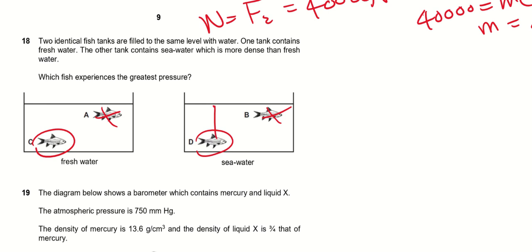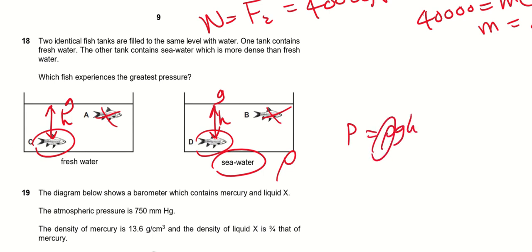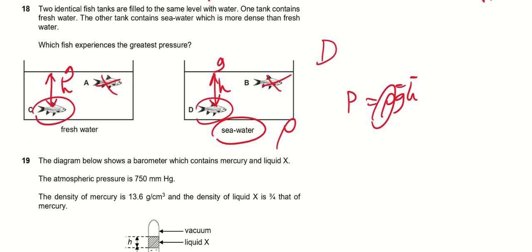Then they are at the same height. They have the same g, and seawater has a larger density, right? So pressure equals rho g h. Because it is placed in a medium of higher density, and they have the same g, same height, but larger density for D, therefore D will experience larger pressure.